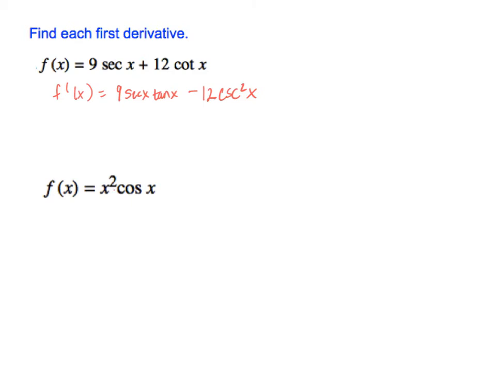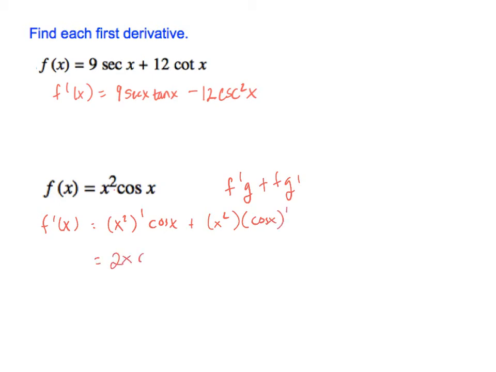The second one, I have to slow down a little bit because it's a product rule. I have to acknowledge that it's x squared times cosine x, which means I need f prime g plus f g prime. Setting that up means I'm deriving my x squared, keeping my cos x, plus I'm keeping my x squared, deriving my cos x, giving me 2x cos x plus x squared times negative sine x. Clean it up just a little bit: 2x cos x minus x squared sine x.